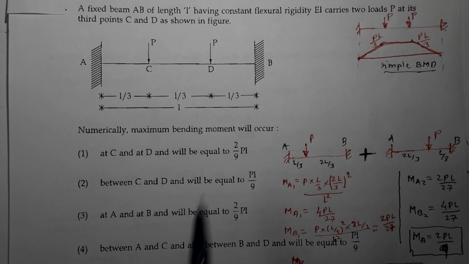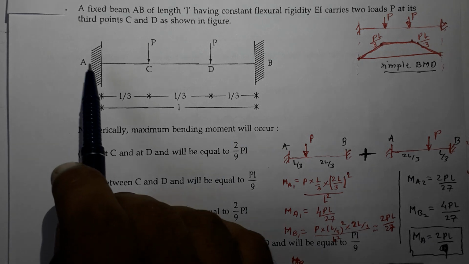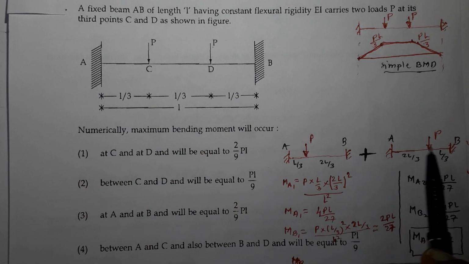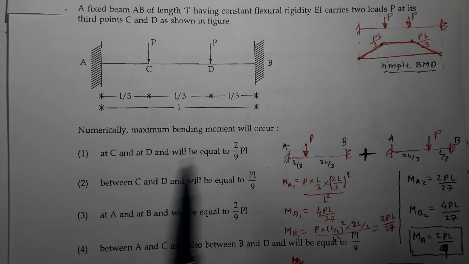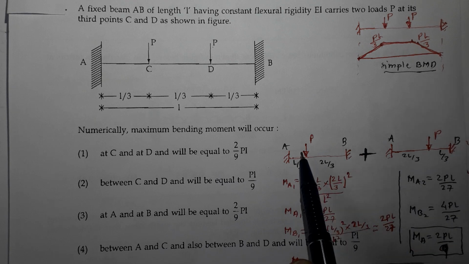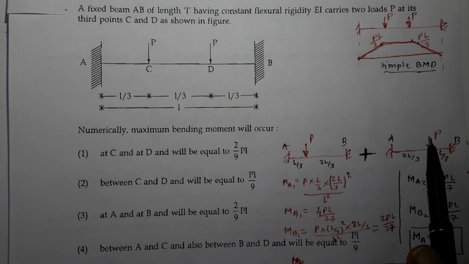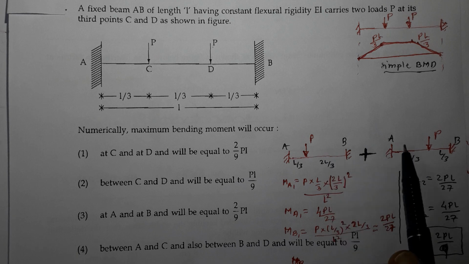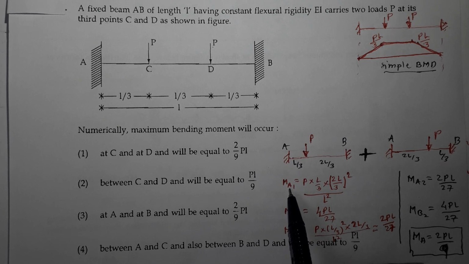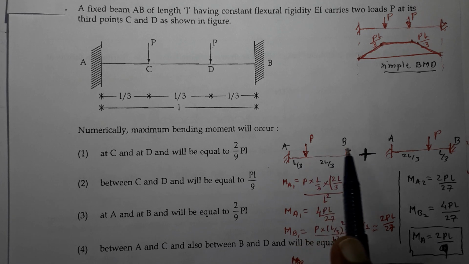Once we draw the simple BMD, then we will have to draw or calculate the fixed end moments, at A and B. Now in order to get the fixed end moments, I am considering the beam separately, or splitting the beam into two cases. First, the fixed beam AB, second, fixed beam AB, and here I am showing only one force, and in the second case I am showing the second force. So addition of these two cases will be the given case. In this case, let the moment produced because of this load P alone at A be MA1, and the moment produced because of this load P at B be MB1.